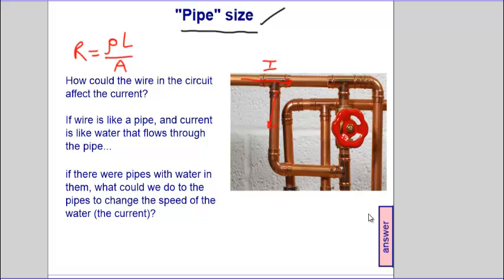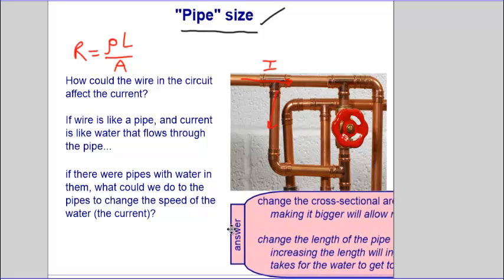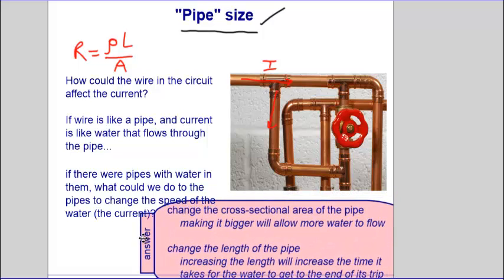Let's take a peek at the answer. How about that? We could change the cross-sectional area to make it bigger. A larger cross-sectional area will give you smaller resistance. We wouldn't be changing the pipe itself, but we could change the resistivity.